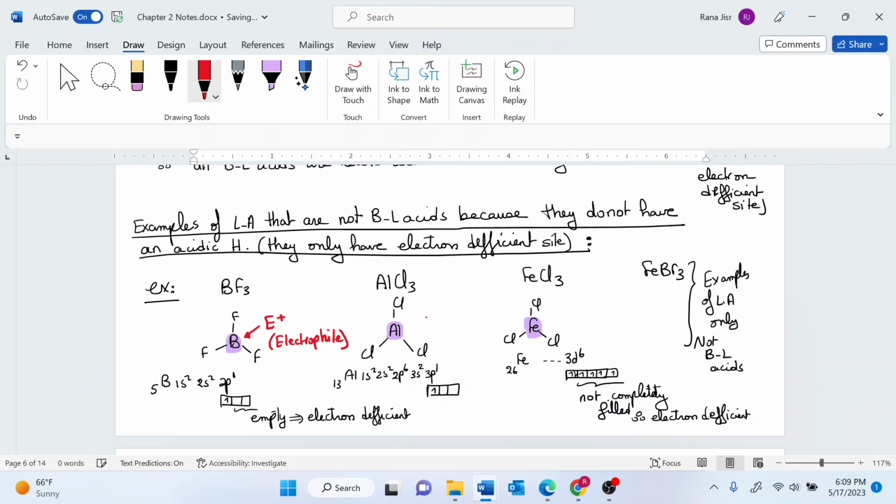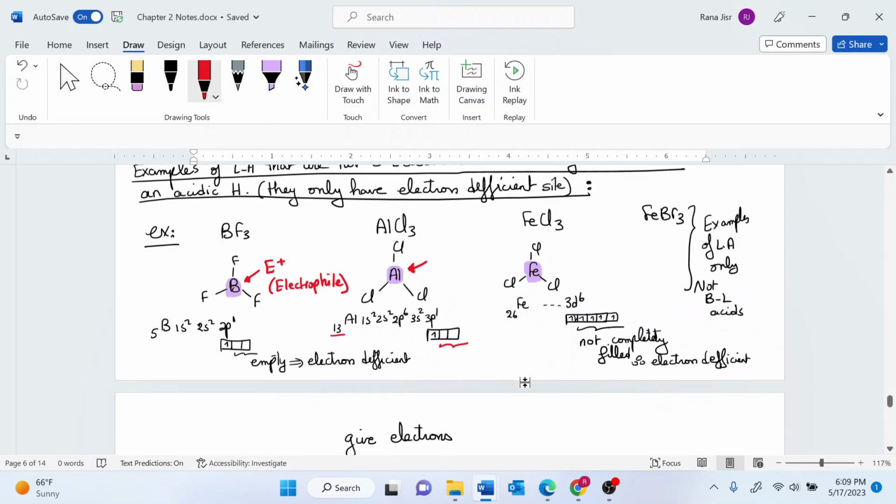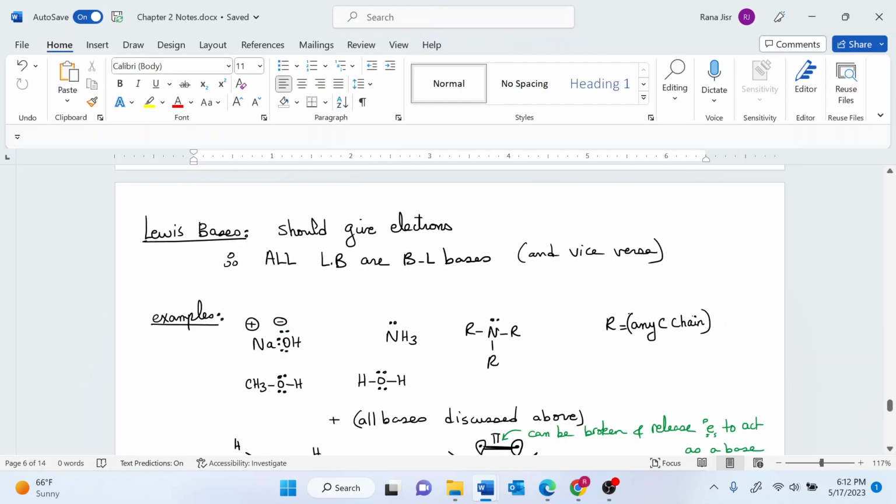Okay, same thing for aluminum. Aluminum, do the electronic configuration, you're going to see that the p orbital is empty, so it's an electron deficient site. All of these can accept electrons from the base. Same thing goes with iron. Iron is a transition metal, but its outermost shell, the orbital, is not completely filled. It still has room for more electrons. So it's another example of a Lewis acid.